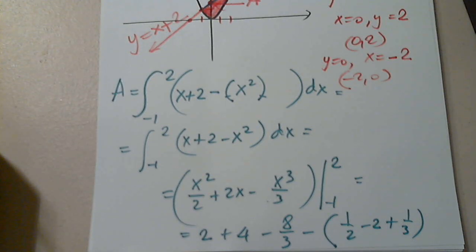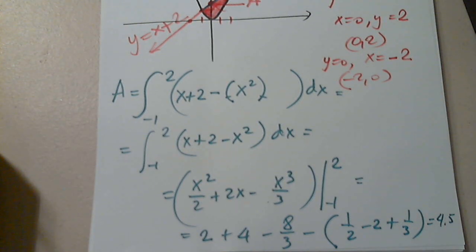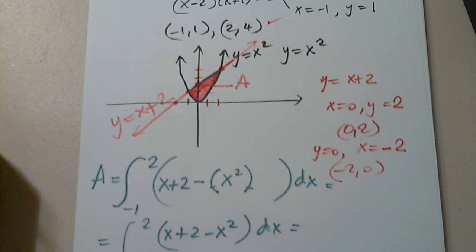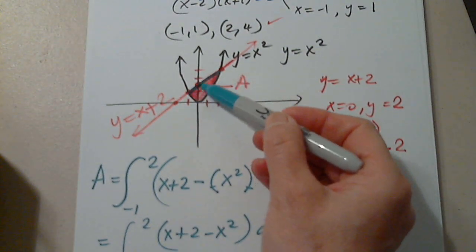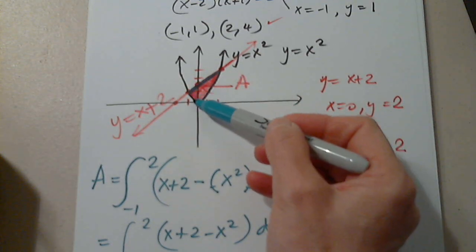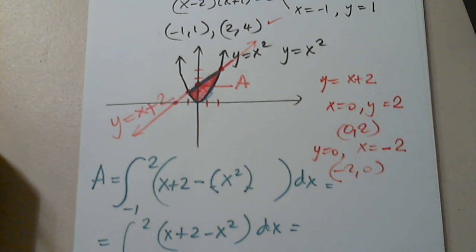So we have math and 9, and the integral was from -1 to 2, and we have x plus 2 minus x squared, and of course dx. And when I click enter, I should get whatever this is, 4.5. So this is 4.5, and that is the area enclosed between the given functions. Which functions? Between x plus 2 and x squared. Okay? That's it.